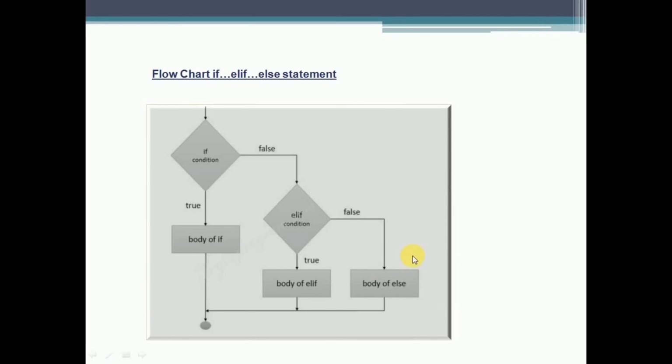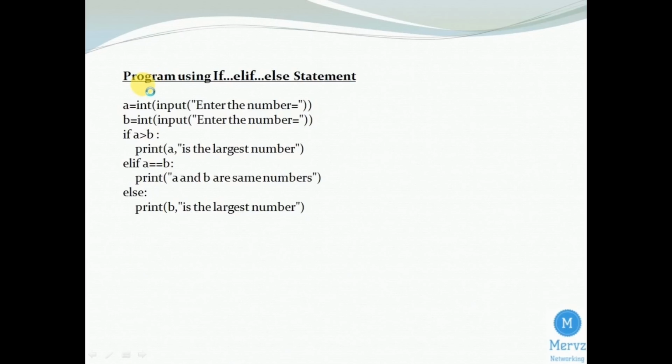Let's see the program for the if-else-if-else statement. In this program, a is a variable holding an integer input, so here we need to enter a number. Similarly for b also. If a is greater than b, the body of the if statement will execute. Else if a is equal to b, if this test expression is true, the body of else if will execute. If both the test expressions are false, then the body of else will execute. That means we will get an output as b is the largest number.